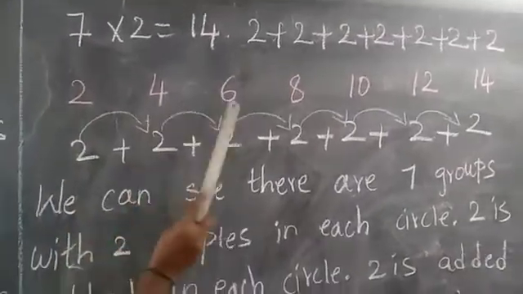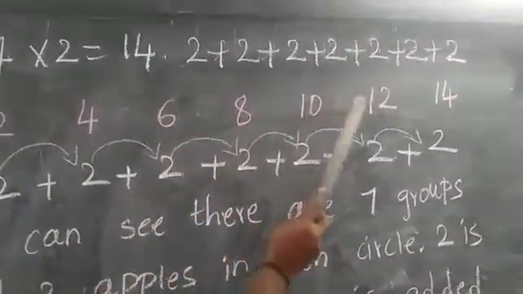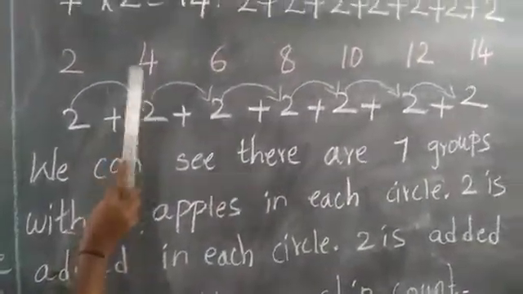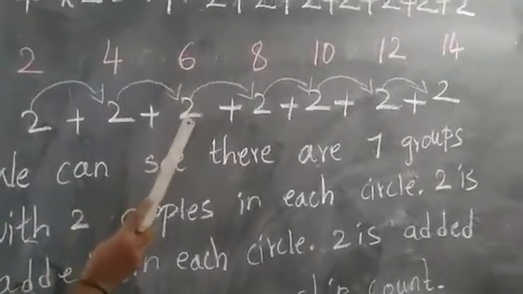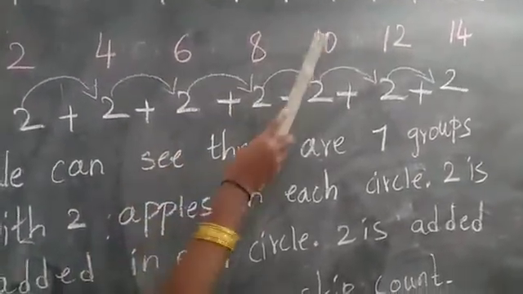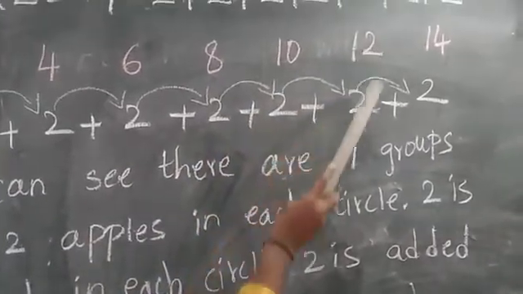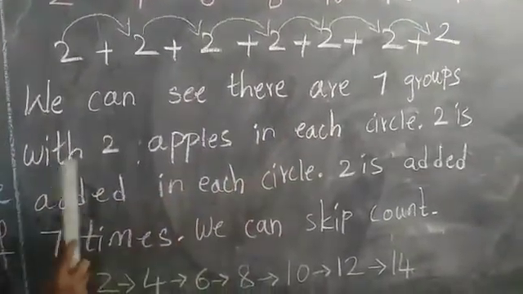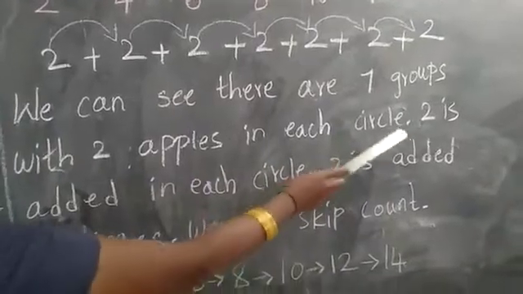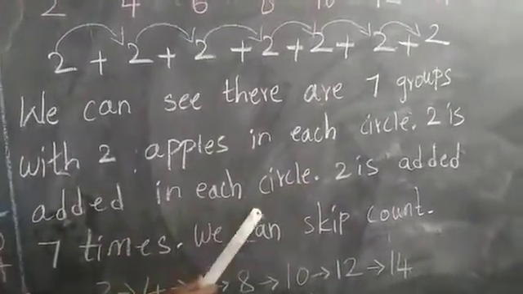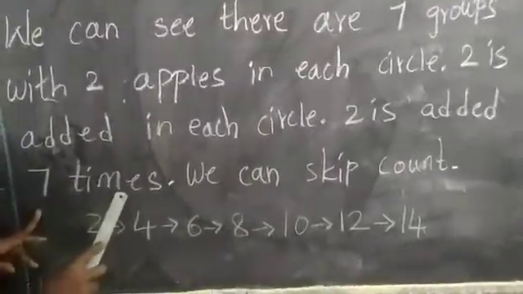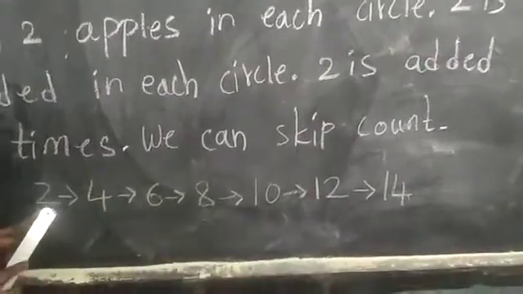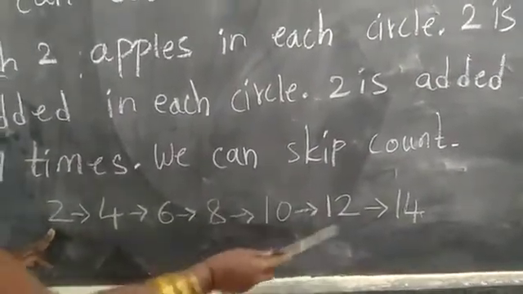2, 4, 6, 8, 10, 12, 14. Okay children, so 2 plus 2 is 4, 4 plus 2 is 6, 6 plus 2 is 8, 8 plus 2 is 10, 10 plus 2 is 12, 12 plus 2 is 14. So we can see there are 7 groups with 2 apples in each circle. 2 is added in each circle. 2 is added 7 times. So how many times? 7 times. We can skip count: 2, 4, 6, 8, 10, 12 and 14.